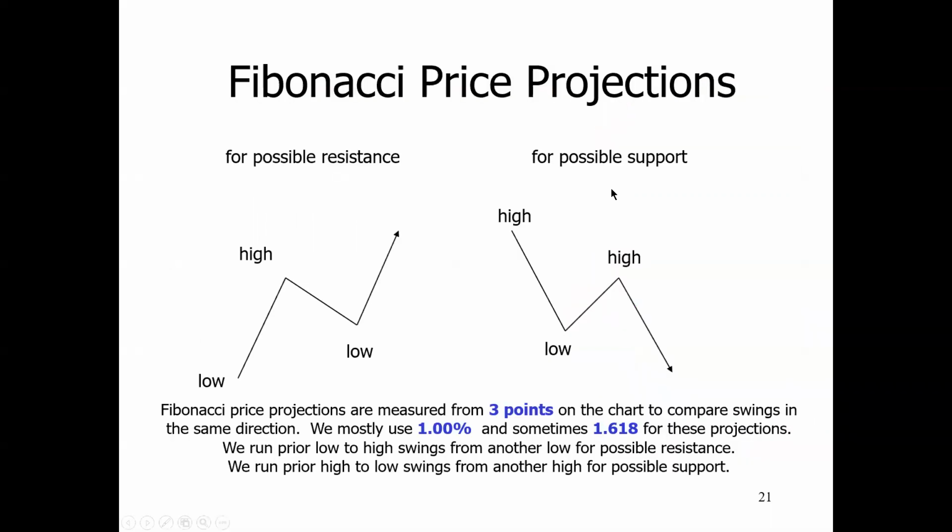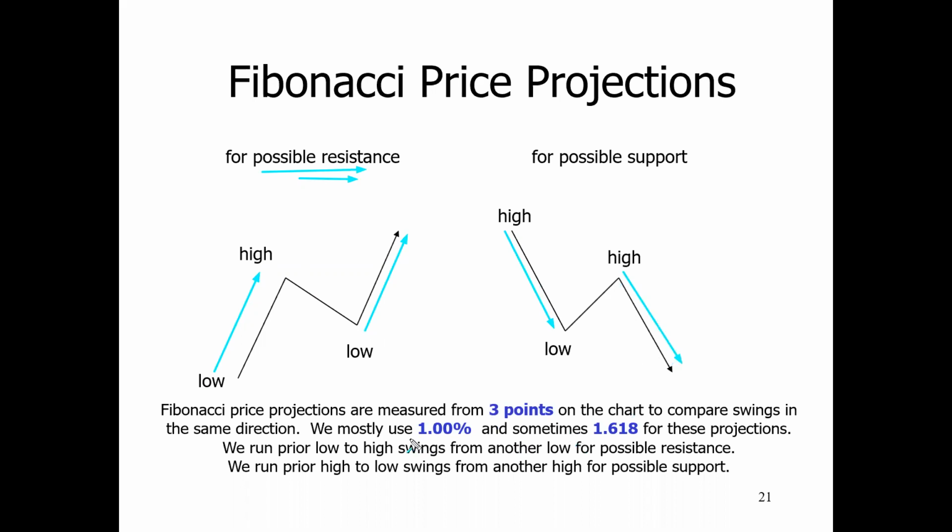All right, so we have retracements, we have extensions, and now we're going to look at price projections. This is the third type of price relationship that I use. This is where you are using 3 points on the chart to come up with these levels. So for possible resistance, I'm going to measure a low to a high, and then project from another low upwards for possible resistance. Or I'm going to take a prior high to low and project downward from another high for possible support.